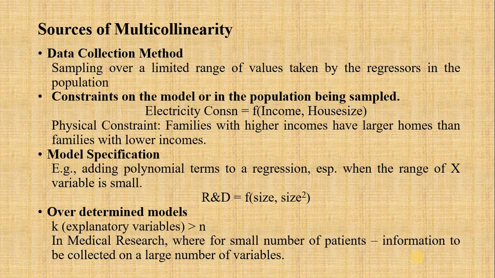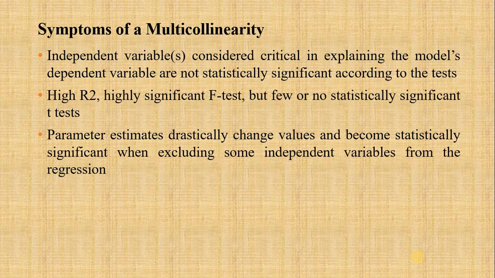This kind of model exists in medical research. If there is a new disease, for checking the disease and its determinant factors, many patients are not available, and for one patient they have to check many factors, many variables. So in such cases we have many variables and limited samples, so our model will be overdetermined. If there is an overdetermined model, then there is a possibility of multicollinearity.